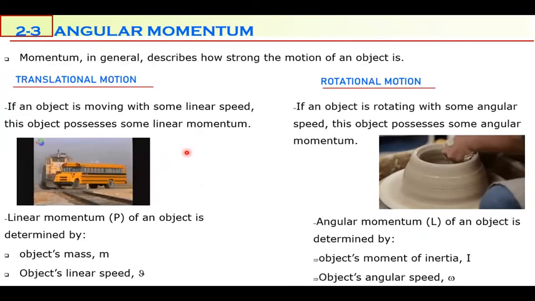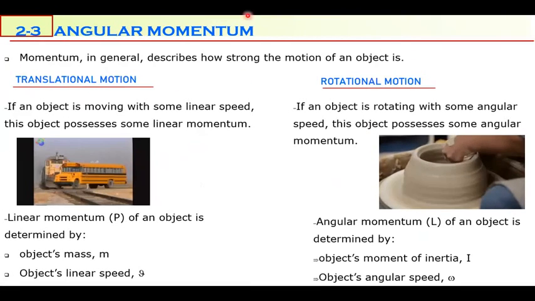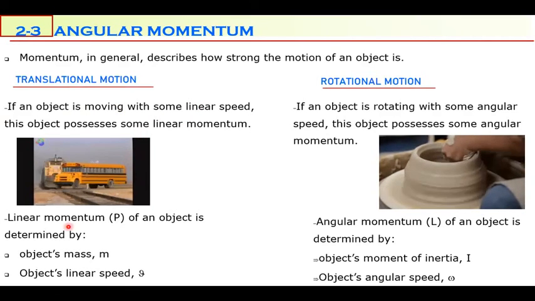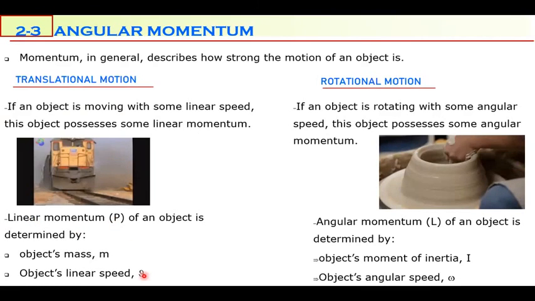Then we will define another physical quantity, which is known as angular momentum. Momentum defines, in fact, how strong the motion of an object is. You defined linear momentum in the 11th grade. Now we will define angular momentum in the 12th grade. First I will remind you of the 11th grade part just to make a connection between these two. If an object is moving with some linear speed, this object possesses some linear momentum, and the linear momentum of an object is determined by mass and speed or velocity.